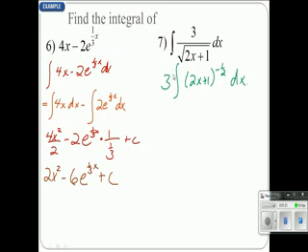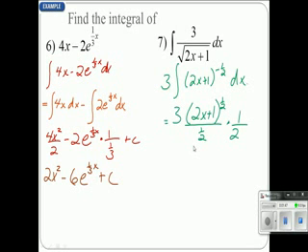I first pulled that 3, which was in the numerator, out to the front because it's just a constant. And then I changed the 1 over the square root of 2x plus 1 to be 2x plus 1 to the power of negative 1/2. All right? So I'm going to integrate. So I'm going to add 1 to that exponent, divide by that new exponent. So the 3 carried down. Negative 1/2 plus 1 is 1/2, divided by 1/2, times 1 over the slope. The slope here is 2, plus the constant of integration.